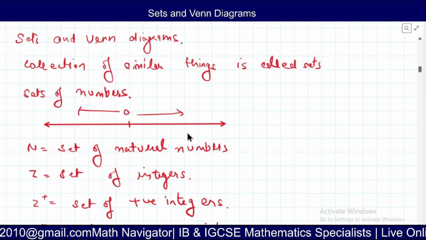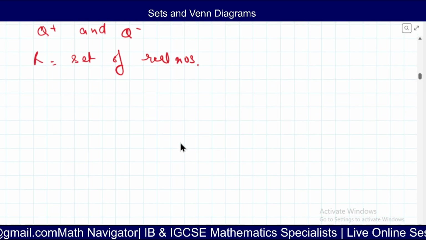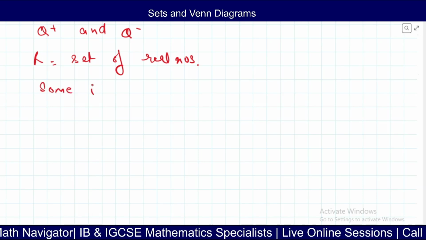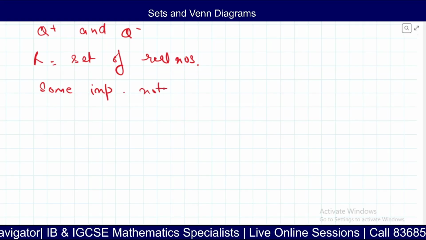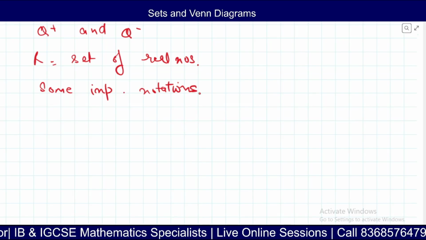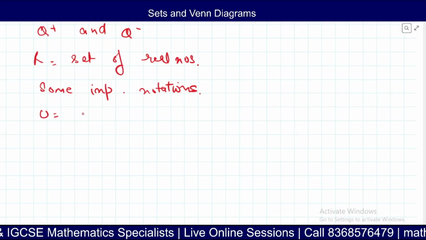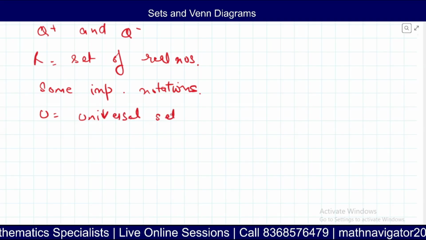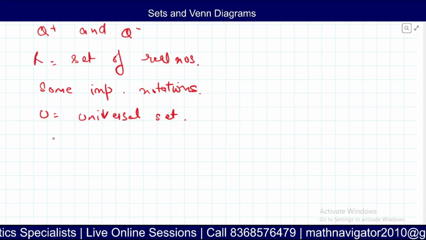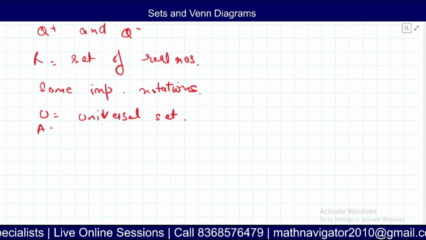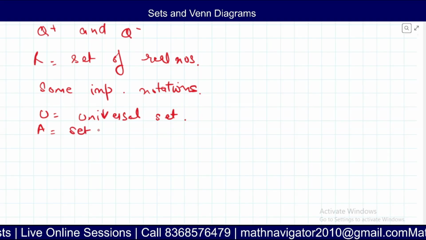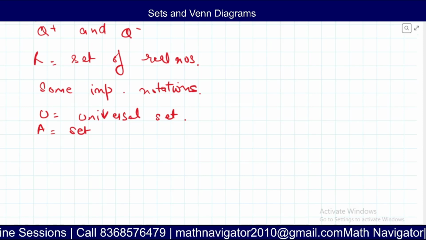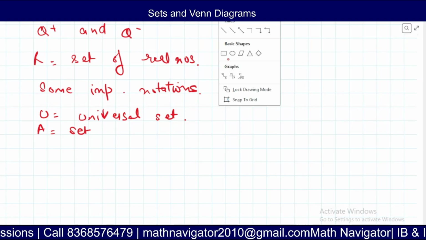Then we'll talk about some important notations. U is equal to the universal set. Then A is equal to, let's say, it can be any set. It can be a set of natural numbers. It can be a set of anything. Then how do you represent a set? I'll tell you. Just give me a moment.